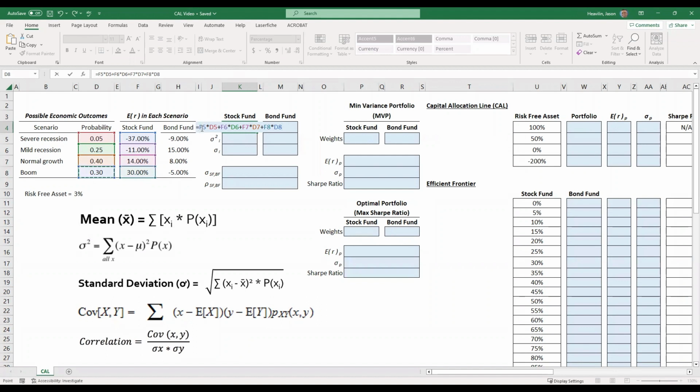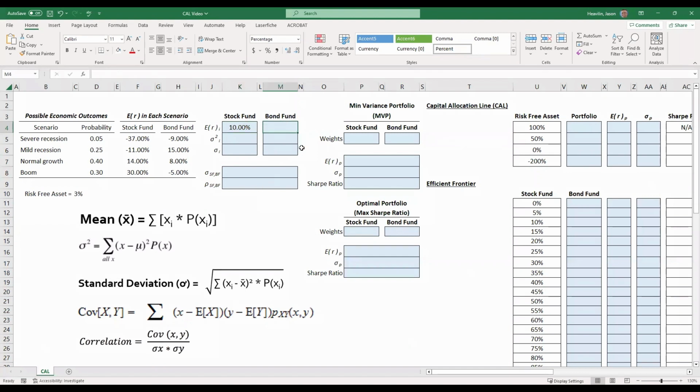Okay, let's check the formula. F5 times D5 plus F6 times D6 plus, and so on and so forth. Looks good. So the stock fund has an expected return of 10% on average based on the potential probabilities of the different scenarios. And what we do is we repeat the process for the bond fund. And the bond fund has an expected return of 5%.